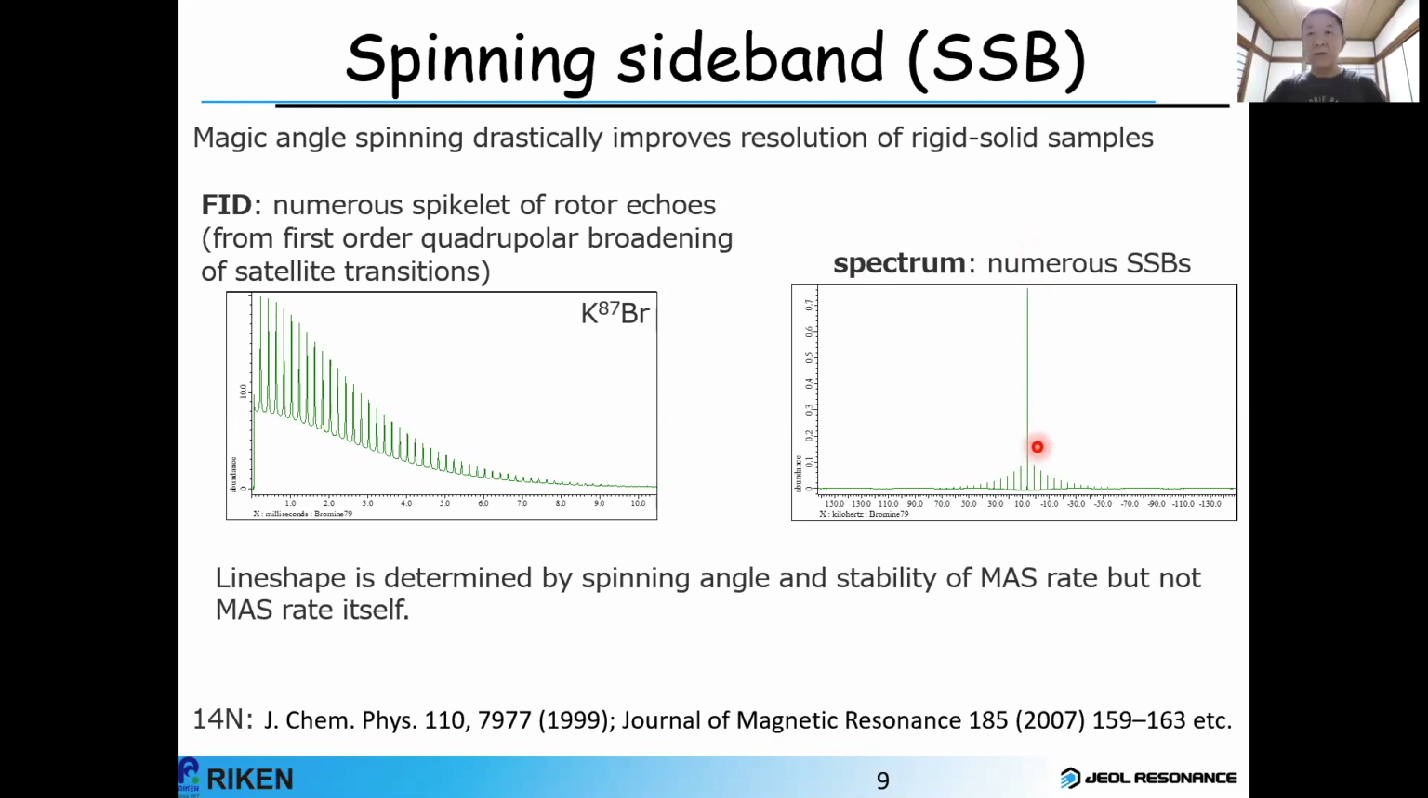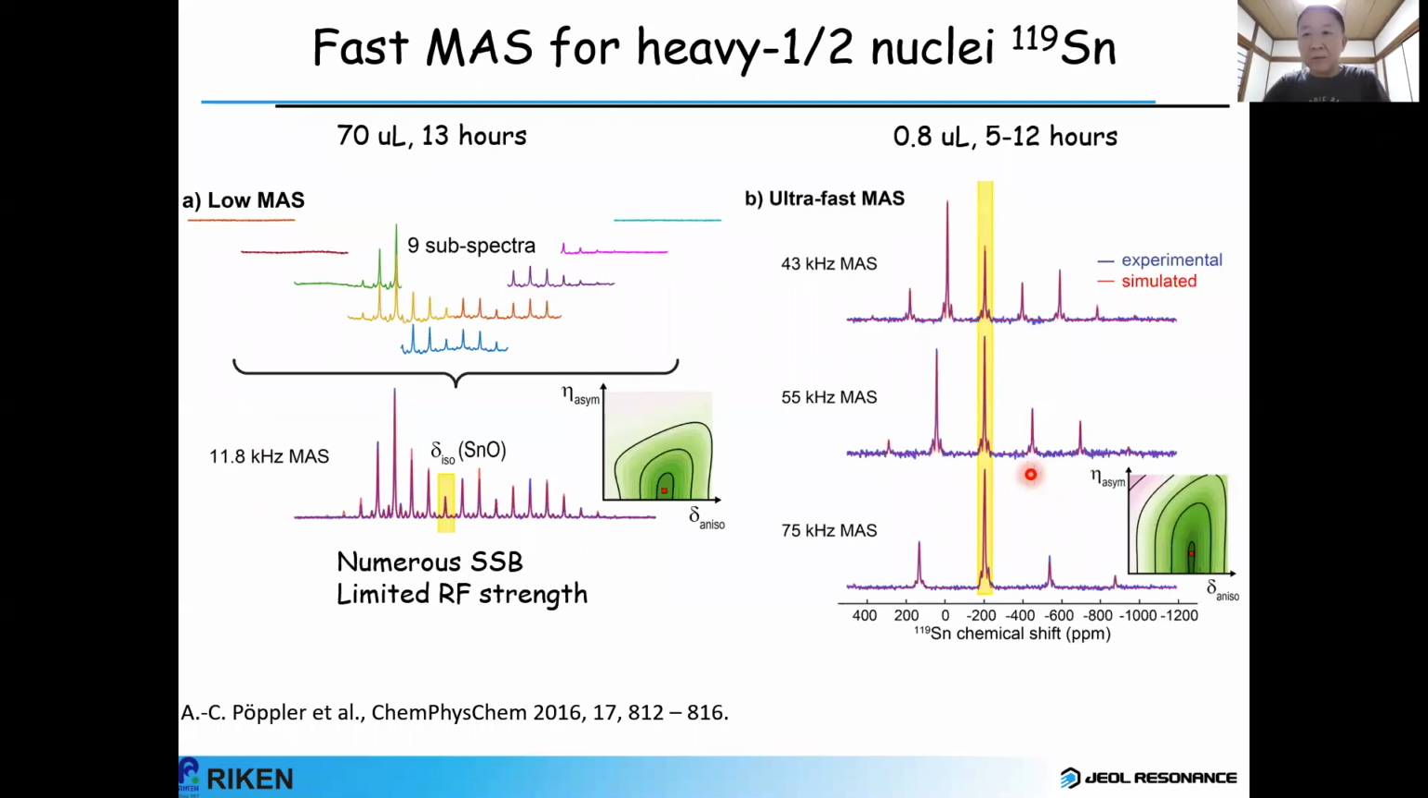If you look at this spectrum carefully, you don't see any dependence of this line shape on spinning frequency. So the line shape doesn't change with spinning frequency. So in this case, maybe fast MAS is not a good way. But even for this sample, fast MAS is quite beneficial to improve sensitivity. Here is one example of heavy half-spin nuclei.